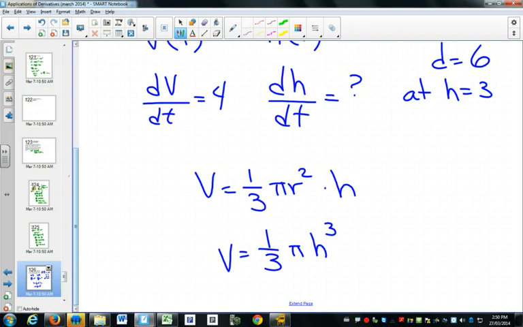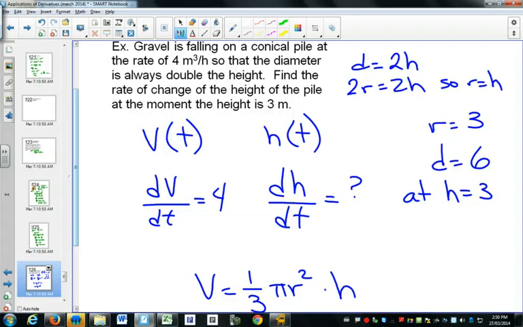This time I'm wanting to use h, because we could make it all in terms of r, but the question was asking, find the rate of change of the height. So since we're finding dH/dt, it's going to be exactly the same. You can probably see that dr/dt and dH/dt, since the radius and the height are always the same, will be increasing at the same rate. So it would be exactly the same answer.